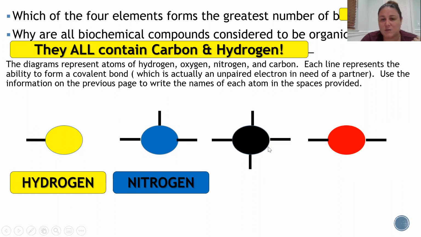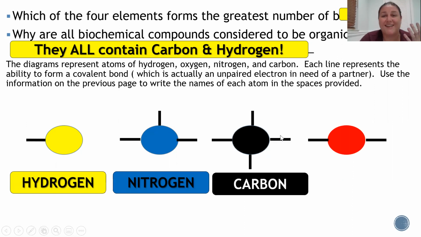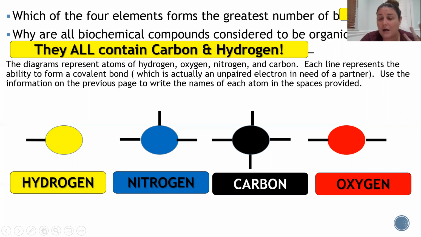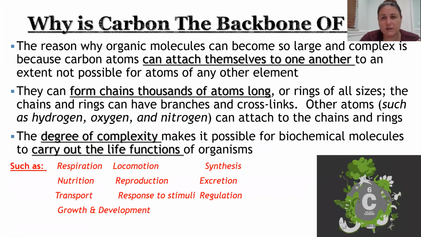Let's see if you can guess this one. This one can form 4 bonds, the most. Good, it's carbon. And then this one can only form 2 bonds. That would be our oxygen atom. And what we're going to do is put these together in different configurations to make our macromolecules.